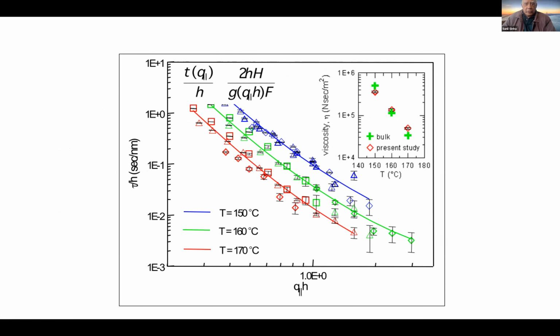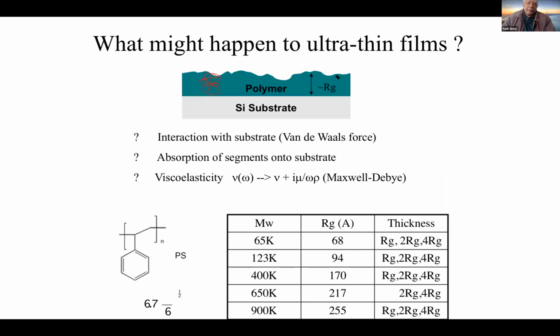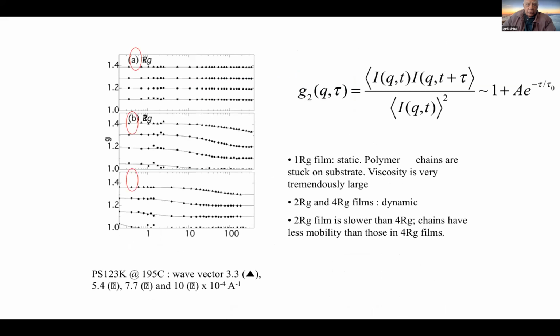And then we showed that for very thin films, when you get down to a polymer radius of gyration, Rg, where the thickness becomes of the order of Rg or even twice Rg, then viscoelastic effects come into play. Zhang did some calculations which showed that you can fit the G2 functions with a viscoelastic, basically Maxwell, model. And when the film thickness becomes equal to Rg, there's almost no dynamics.